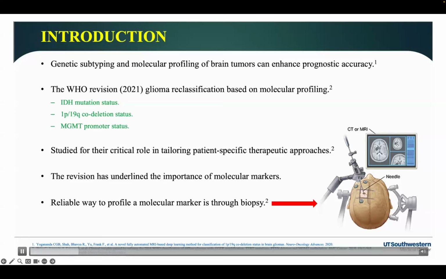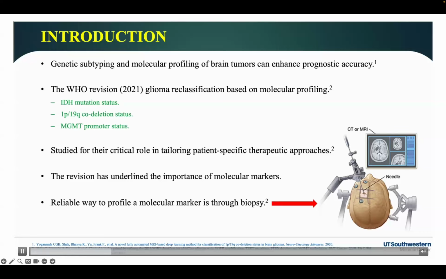Identification of these molecular markers for therapy and prognosis has been a major discovery in brain glioma biology. Currently, the only reliable way to profile molecular markers requires the analysis of glioma tissue obtained either via an invasive brain biopsy or surgical resection. Recent advances in deep learning have achieved great success in several applications. This has led to a significant interest in advancing deep learning techniques for non-invasive MRI-based molecular profiling of brain gliomas as well.